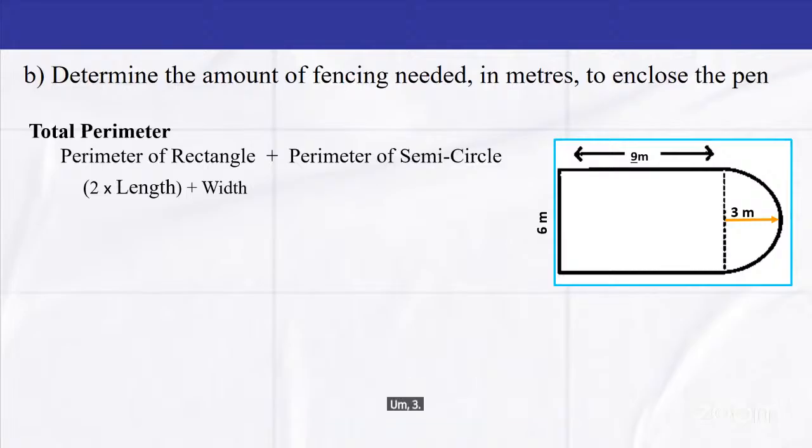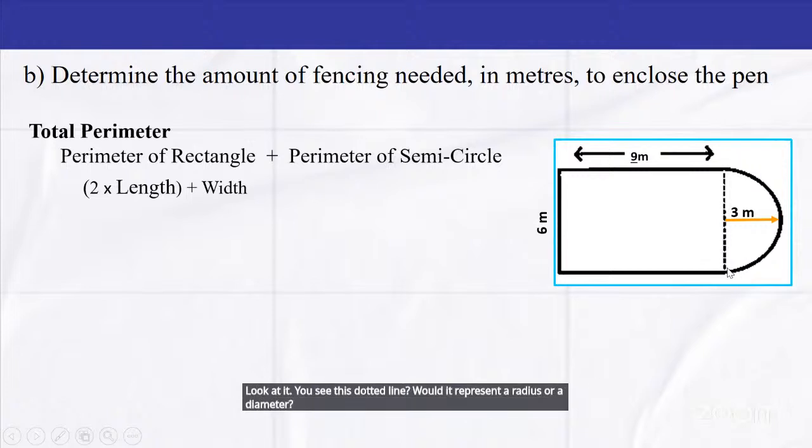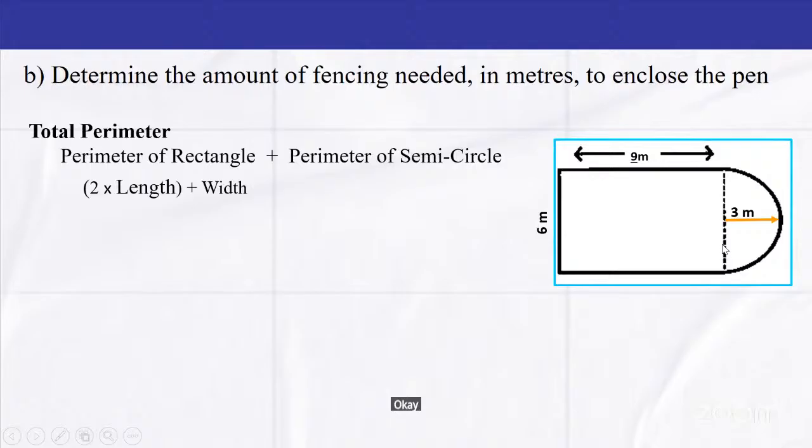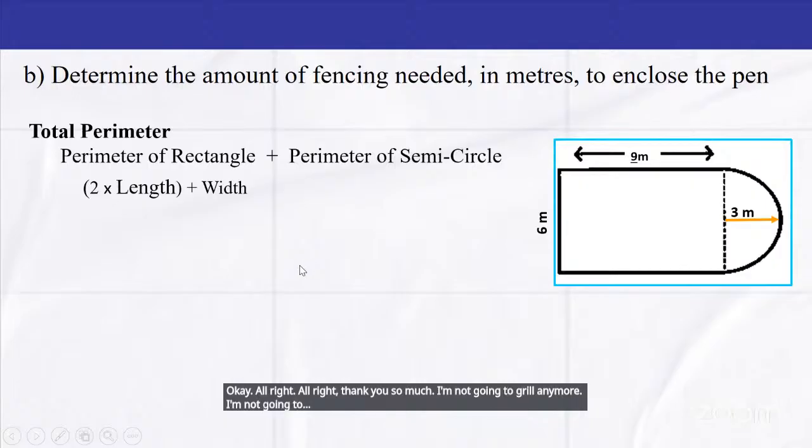Okay, so what's the diameter on the half of the circle? 3. What's the difference between radius and diameter? So 2 radii make 1 diameter. Okay, can we find 2 radii on half of the circle? No. Look at it. Do you see this dotted line? Yes, miss. Would it represent a radius or a diameter? A diameter. Okay. All right, thank you so much. I'm not going to grill you anymore. You have said enough, and I think you did well.